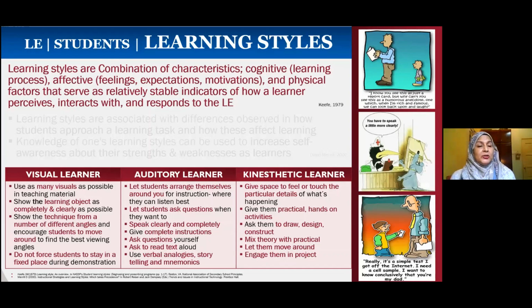So if the students are visual learners, this is the method which is commonly used, the sensory component of the method of assessing the learning style of the students. If they are visual learners, use many visuals, many pictures, many diagrams, show the learning objects more clearly and from different angles, and rotate it and show it. For example, if you are showing them a specimen, they should be able to see it properly from different angles. Show the technique from a number of different angles and encourage students to move around to find the best view while conducting the practical.